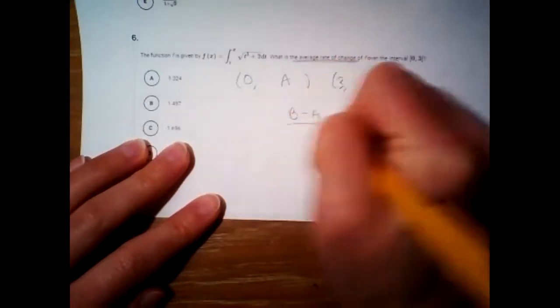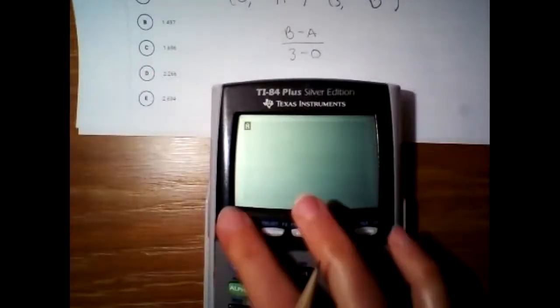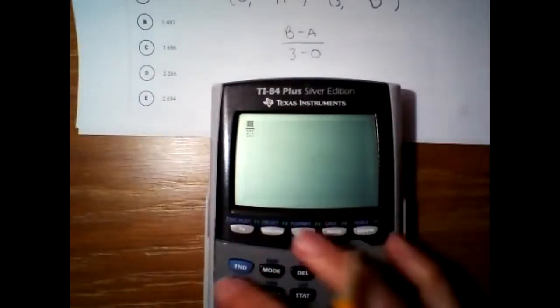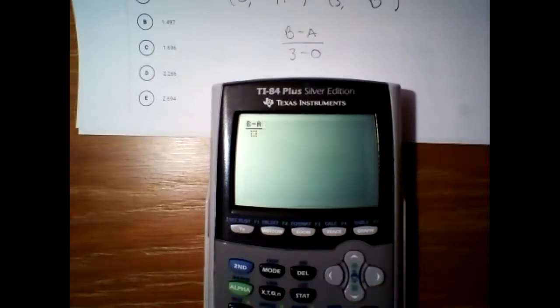So sloping these points, it would be b minus a over 3 minus 0. And so I'm just going to type that in. Get the fraction bar. We'll have b minus a over, well, 3. You can put minus 0 if you want. And that will give you your final answer.